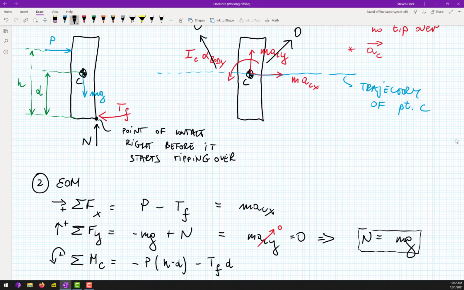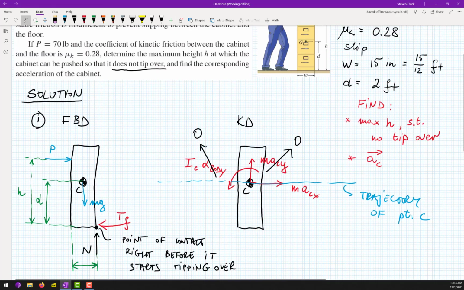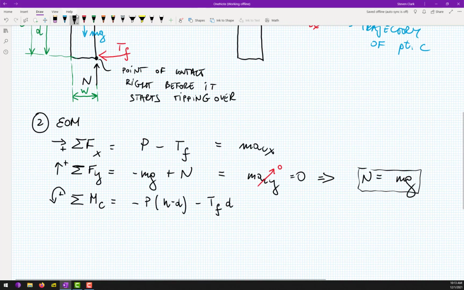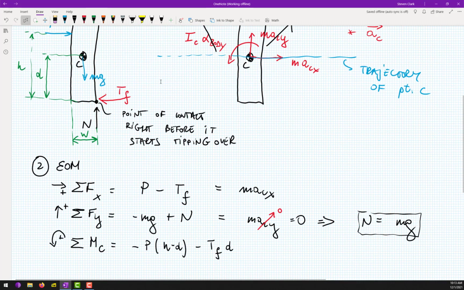So it will be, and by the way, what was this distance? I think this is W. Let me scroll up the board. Yep, this is W. So in here we'll have plus N W divided by 2. And this is equal to IC alpha body. But again, you guys told me that this is 0.